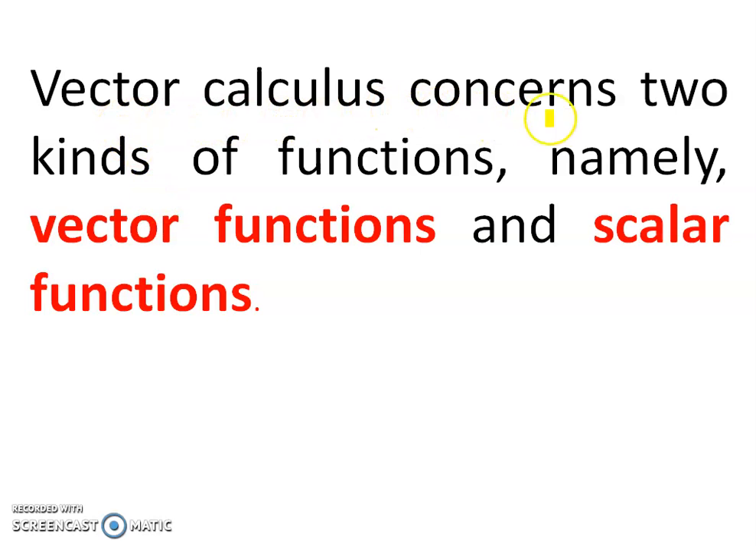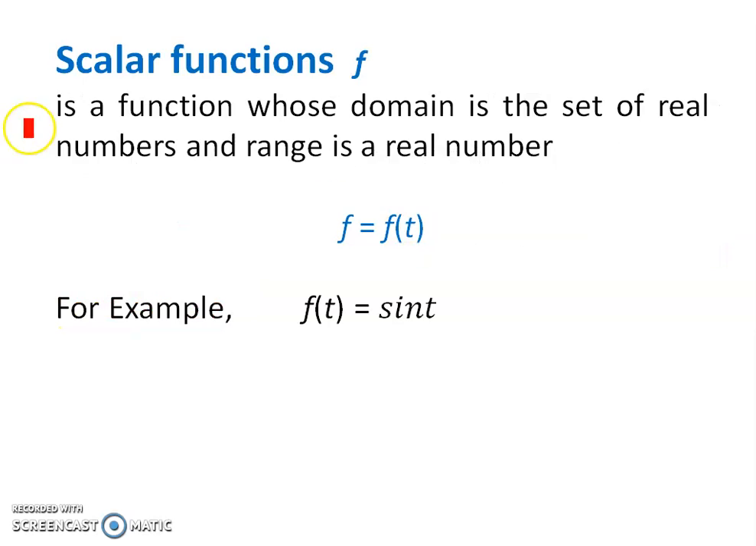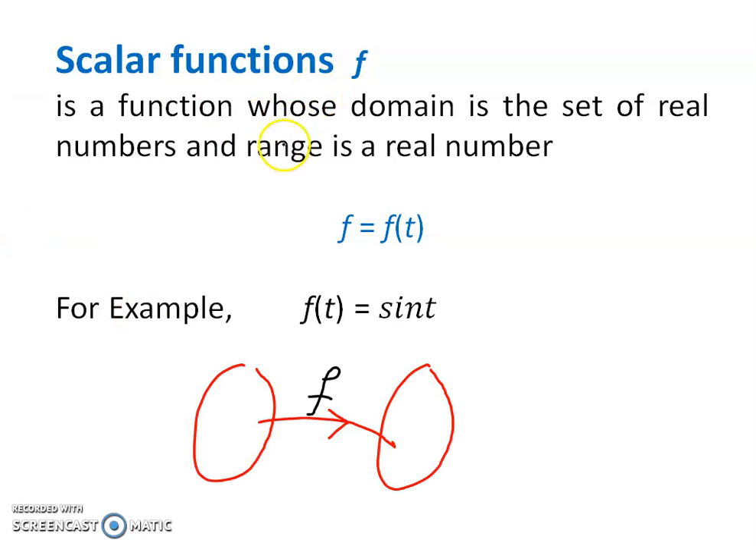Vector calculus concerns 2 kinds of functions, namely vector functions and scalar functions. We're going to learn about vector functions because we're going to use them to define a vector field. Also, we're going to use scalar functions to define a scalar field. A scalar function is a function whose domain is the real numbers and whose range is the real numbers. That means a scalar function takes a scalar and gives back a scalar. Input and output are both scalars, which are real numbers.